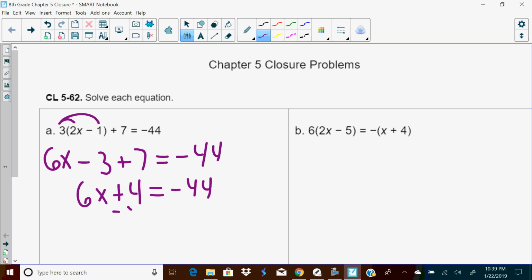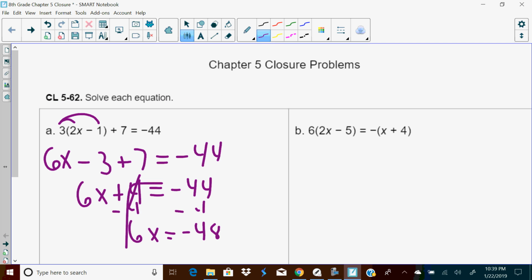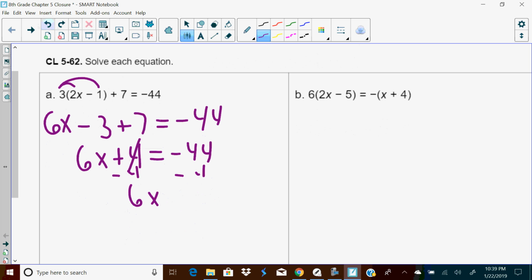So I'm going to subtract 4 from both sides. I'm going to get 6x equals negative 48. Divide both sides by 6, so x equals negative 8.